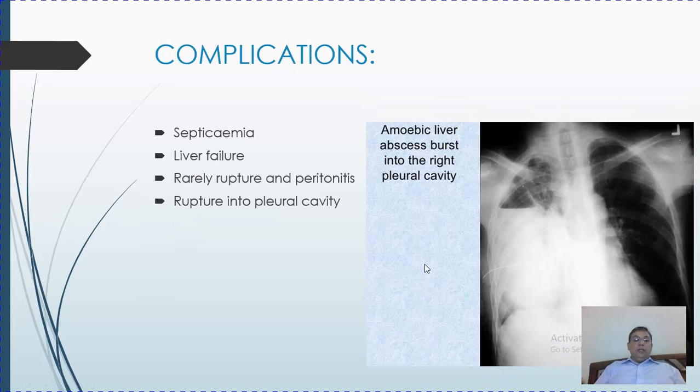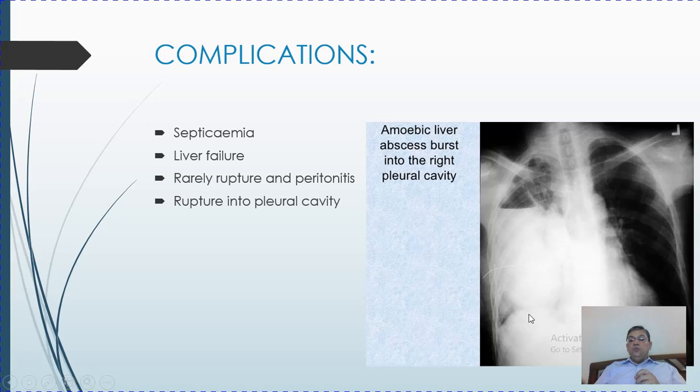What can happen once again? Once again, these abscesses can also rupture into the general peritoneal cavity, into a vessel, and they can cause sepsis. Because of their size, because of their infection, the liver may not be able to perform its function. As we know, the various functions of the liver can cause liver failure. They can also rupture into the pleural cavity. This chest X-ray here is of an amoebic liver abscess which has burst into the right-sided pleural space.